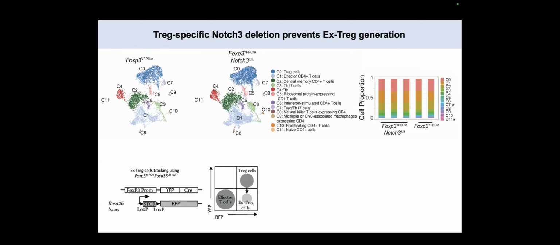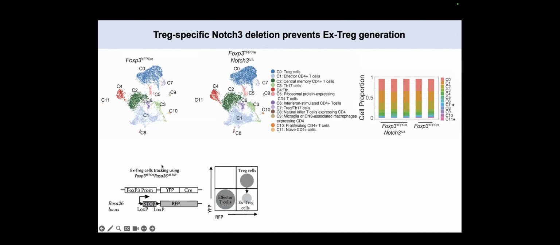We decided to focus on this cluster because it was shown that during inflammatory processes, Treg can be destabilized and acquire the capacity to produce pro-inflammatory cytokines. So that is what we call Treg destabilization and also X-Treg generation. We decided to test the X-Treg generation in our model.